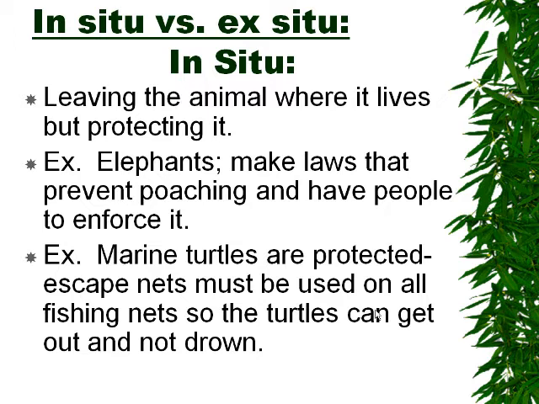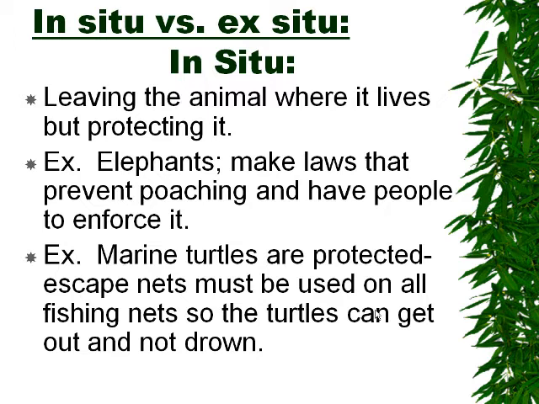Looking at in situ versus ex situ control of an endangered species. In situ control leaves the animal where it is and protects it. So elephants. Elephants are endangered. We haven't taken them anywhere. We've left them where they are. We've put poaching laws in place, and we're trying to have people enforce that.